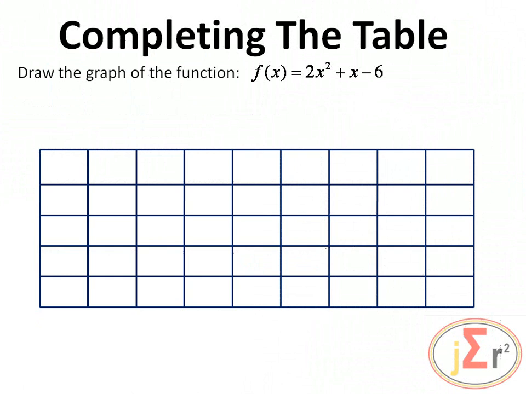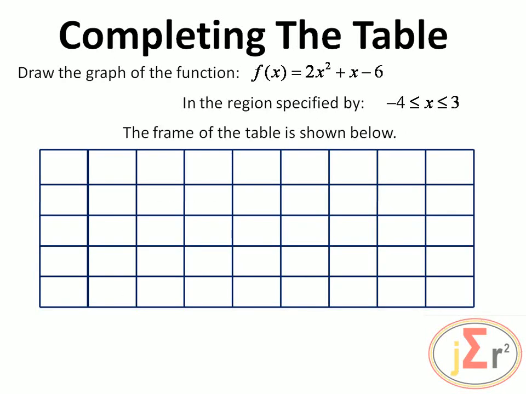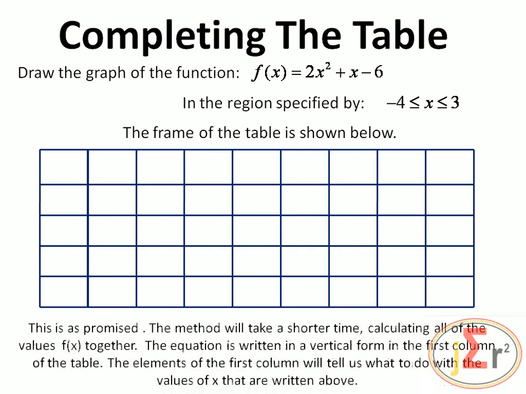Now, we are going to graph another function, and we are going to complete a table. So what do we have? We have our function there, f of x is equal to 2x squared plus x minus 6. And where are we going to do that? We are going to graph that function in the region specified by -4 is less than or equal to x is less than or equal to 3. So we know that we are going to go from the value of x, which is -4, and we are going to end at the value of x, which is equal to 3. So let us put the frame of the table, and let us put some information in there.